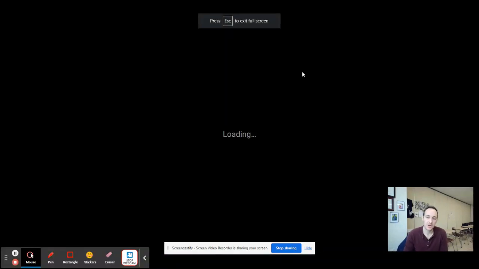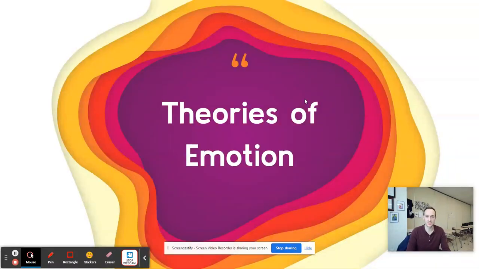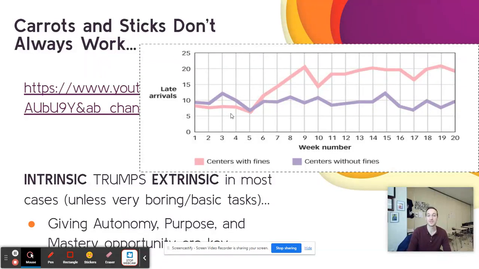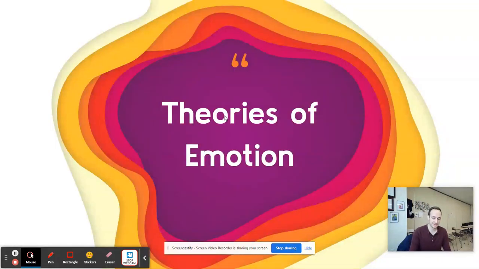So here we go. Where we left off last time, we should have been talking about different theories of motivation, the difference between intrinsic and extrinsic motivators. And as I mentioned last time, hopefully intrinsic almost always trumps extrinsic if you can make that happen. Sometimes it's difficult to do in certain situations.